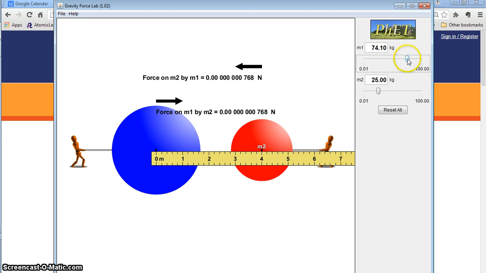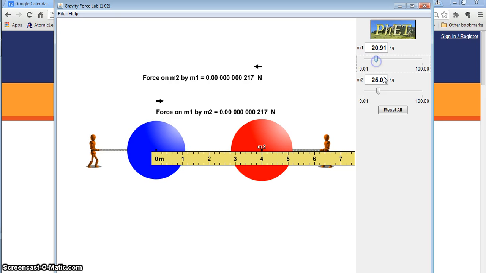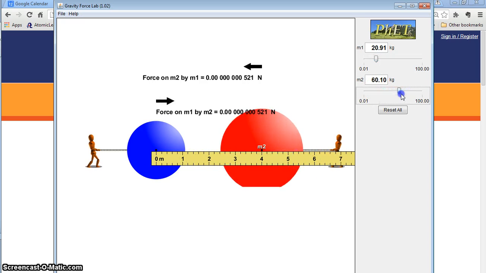And then you'll set this mass to whatever you want it and leave it alone for the third part of the lab, and you're going to be changing the mass of the other one, again making sure the distance is fixed. So it should be pretty easy to get your 6 data points for each of the 3 sections of this lab and then to graph them. It's going to be force versus distance, force versus mass 1, and then force versus mass 2.